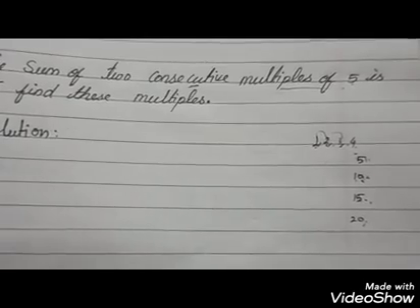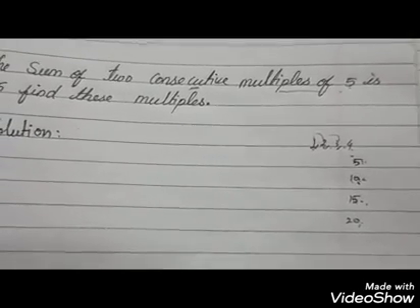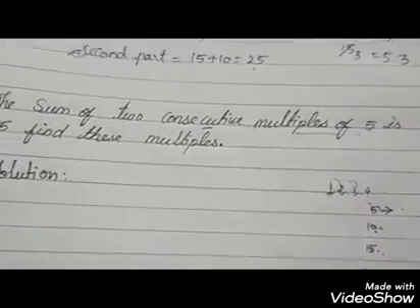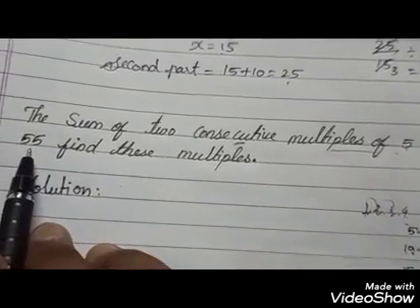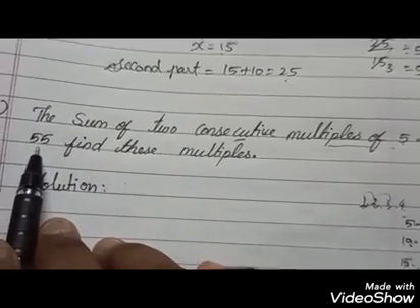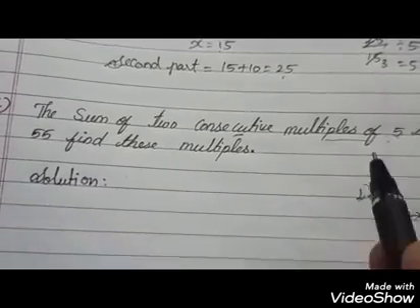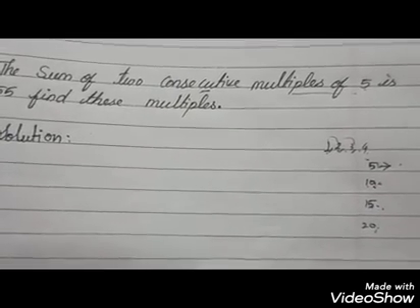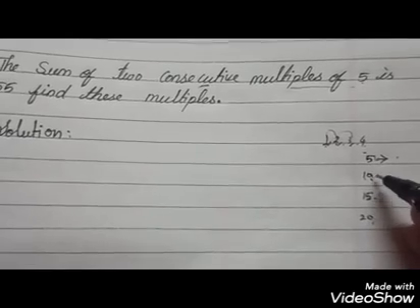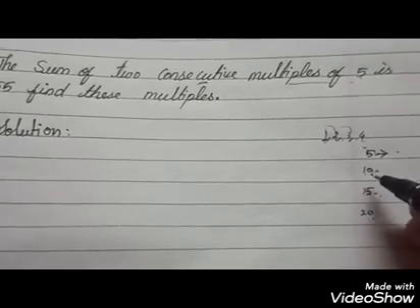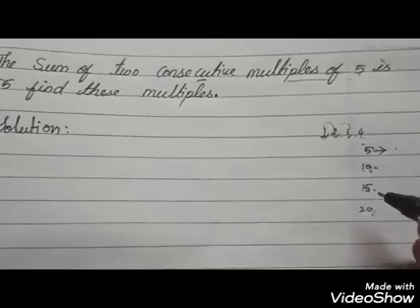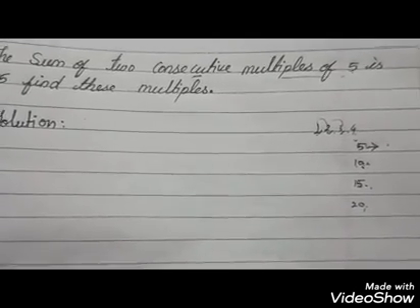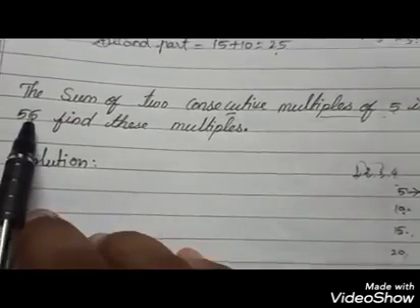And how is it possible? We take it as x, because we don't know the value; the sum is 55, but we don't know what the first multiple and the second multiple are. It may be 5 and 10, which gives 15 only. 10 and 15 gives 25 only. So many multiples are there, and we don't know which pair gives 55.